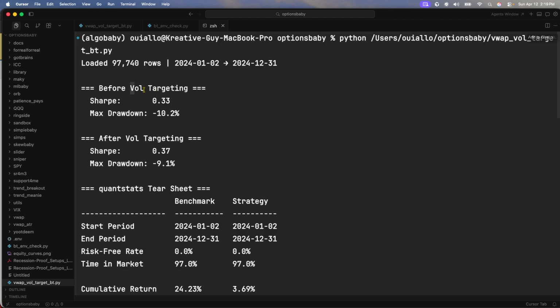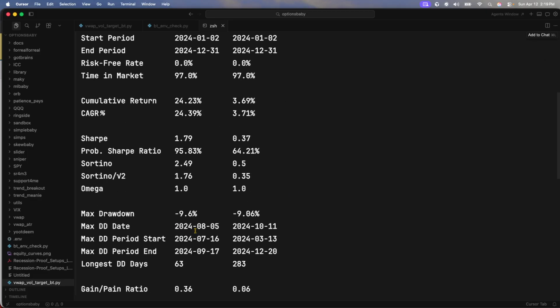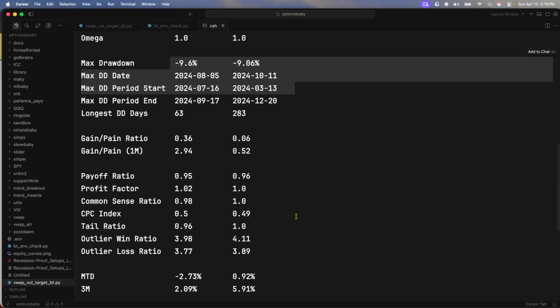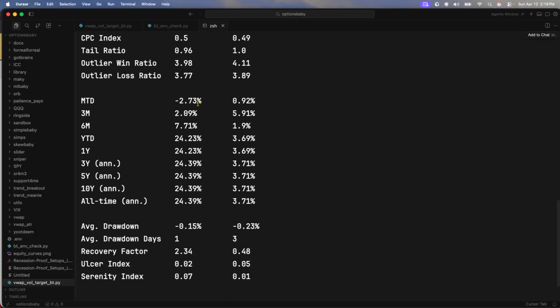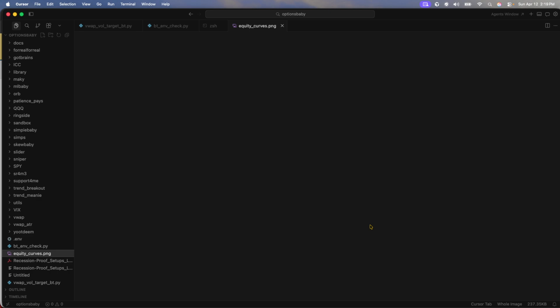Because as we can see here, before volatility targeting we're looking at 0.33, but with it, the max drawdown went down a little bit lower, and we also had a higher Sharpe ratio. Now what were we? Sortino, Omega, then max drawdown. Still a little bit aggressive. Then we have the monthly returns and 3-month returns. So as we can see here, let's also look at the equity curve.